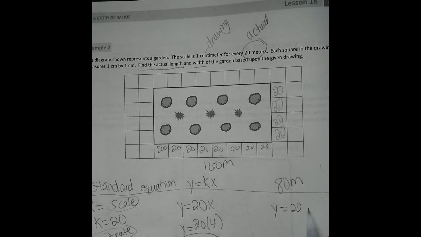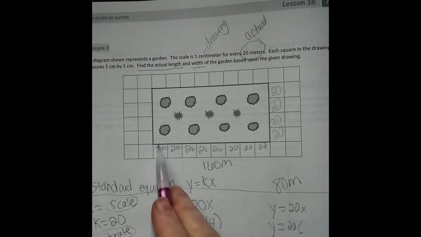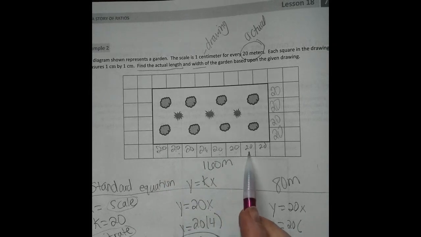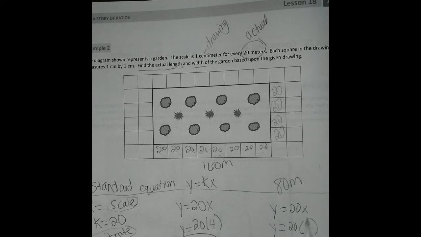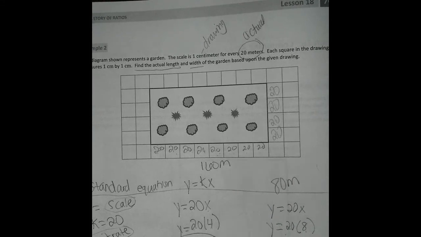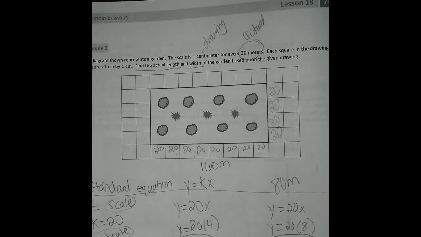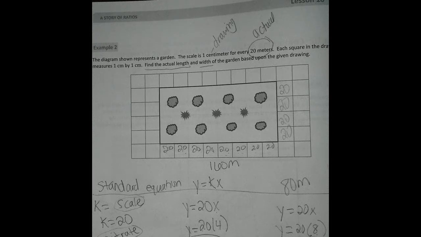Set it up again to get the other value. 1, 2, 3, 4, 5, 6, 7, 8. 20 times 8. Well, 8 times 2 is 16. Add on the 0. y equals 160 meters. So that's another way that you can do this.